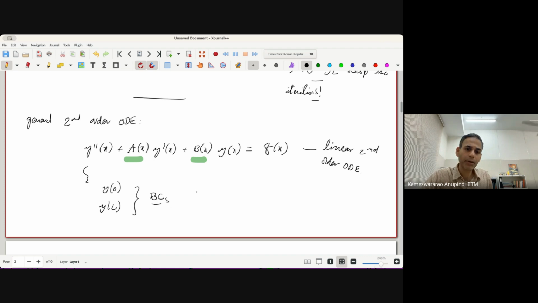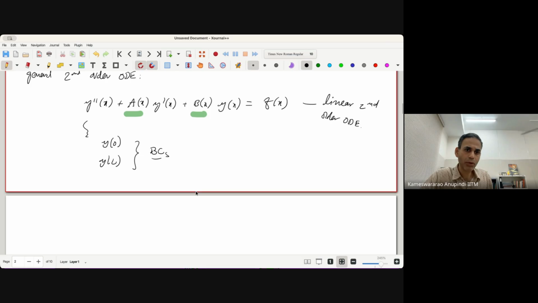Okay, let me say we want to solve this using 2 values. Let us say we want to solve with y of 0. So let me say we have made 2 guess values. y of 0 is given. We are given y of 0 and y of L. So this is basically nothing but y of 0 equals y0, and then y of L equals y sub L. That is what we are given.